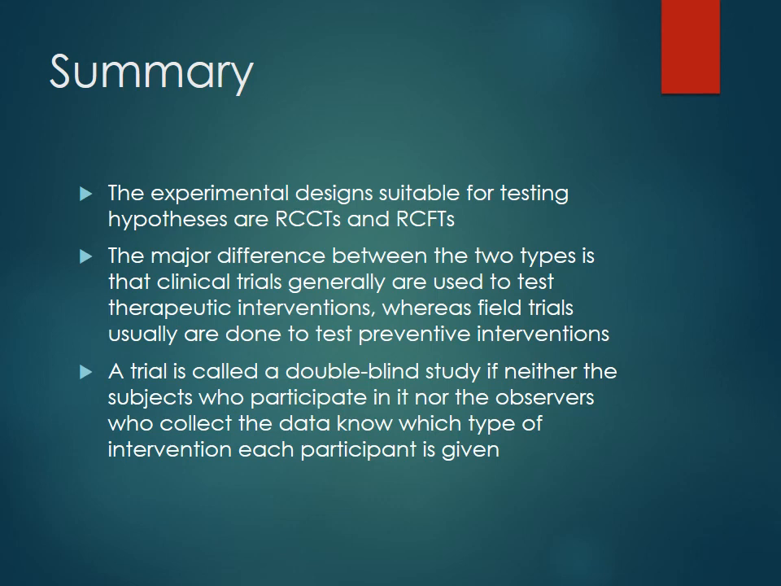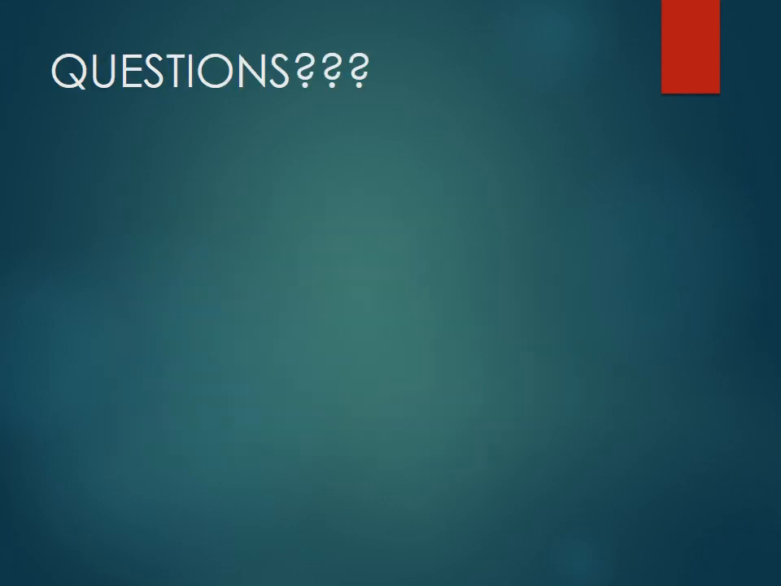Obviously, for testing hypotheses, the best ones are going to be RCTs or these field trials. We talked about the major differences between those. Any questions on this section? Yes? Can you explain what the nested case control is? I don't understand the difference between the case cohort and then the nested.